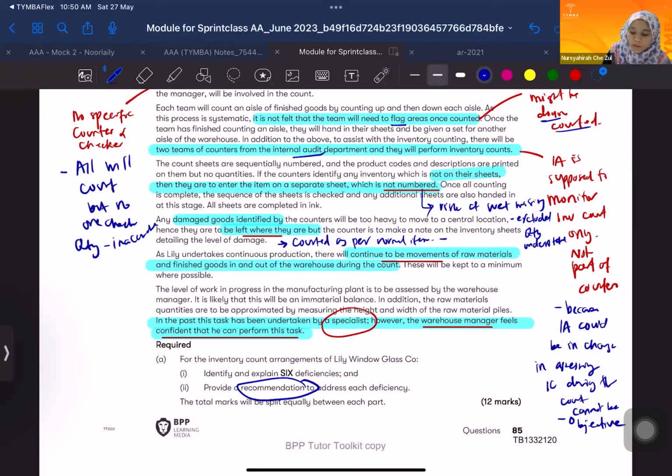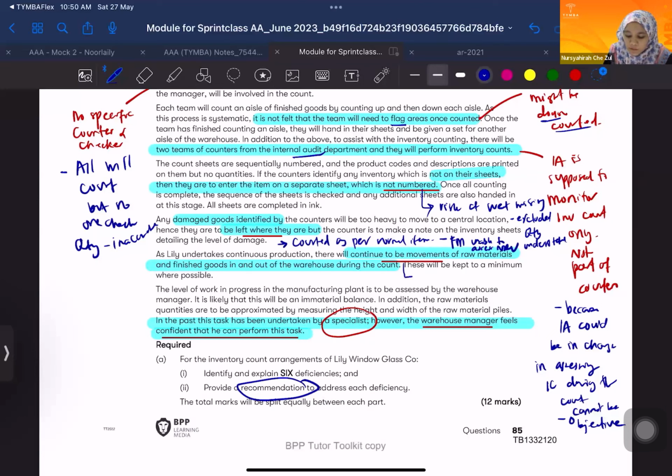Yeah, and then one more maybe we can add on. Therefore, the finance manager is unable to assess the NRV. Why? Because the damaged items were counted as per normal items and not kept separately. So they treat those damaged items as normal items. All right, next, movement. Why can't we have movement?